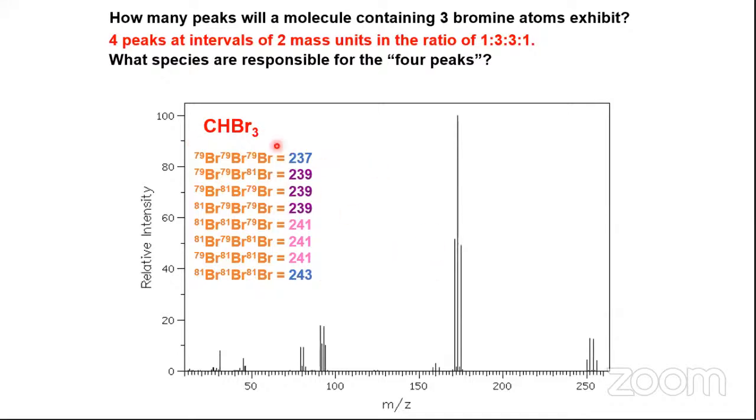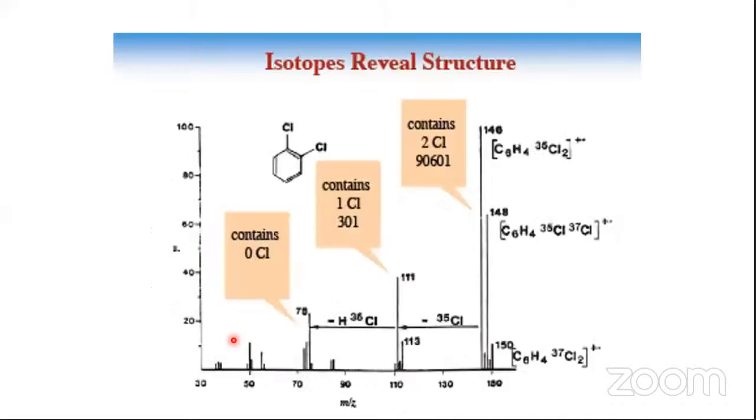And because of that, a compound like CHBr3, with 3 bromines, gives you such a complicated M+2, M+4, M+6 kind of spectra. This is because of 2 bromines, 1:2:1 is the ratio. So like that, you get a lot of information from the isotopes also.